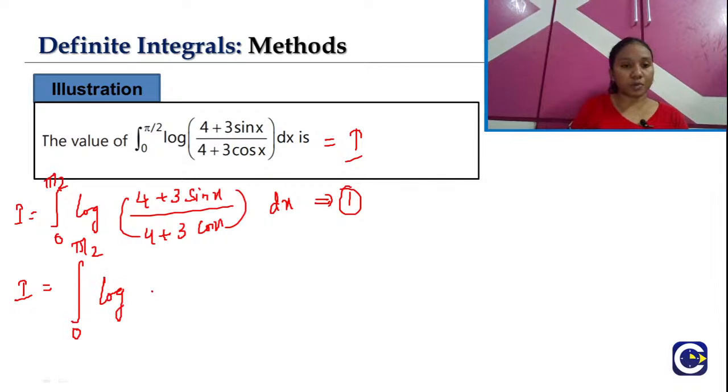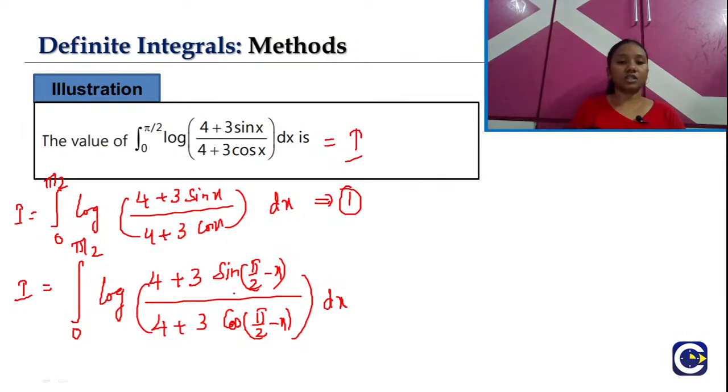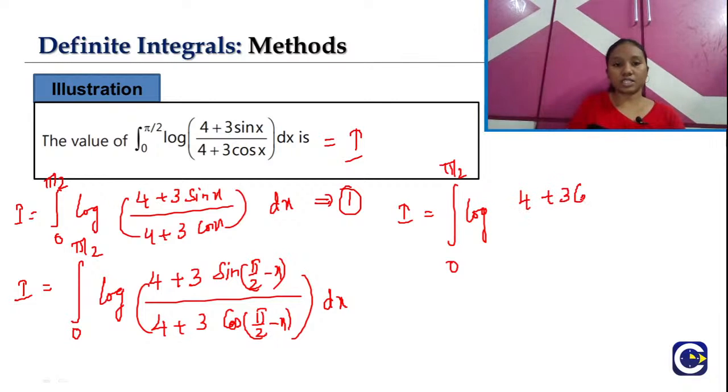And after applying our property, let's see what it turns out. So 4 plus 3 sine of pi by 2 minus x, and here 4 plus 3 cos of pi by 2 minus x, and this whole will be the dx. And according to our trigonometric quadrant system, this sine of pi by 2 minus x will be converting into cos x, and then cos of pi by 2 minus x will be converting into sin x. So now my expression will be turning out to be 0 to pi by 2 log of (4 plus 3 cos x) by (4 plus 3 sin x) and the whole dx.